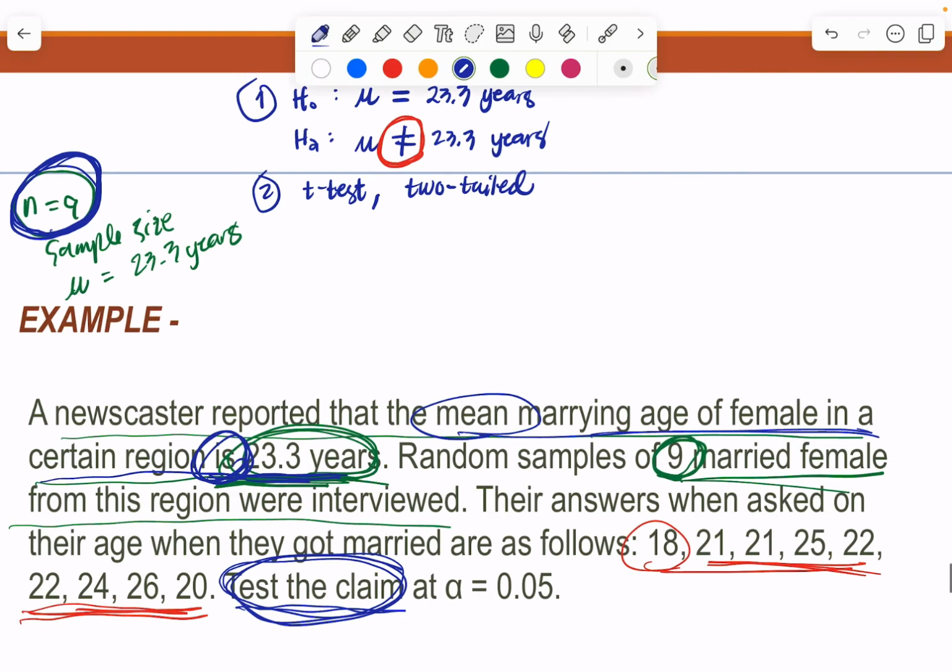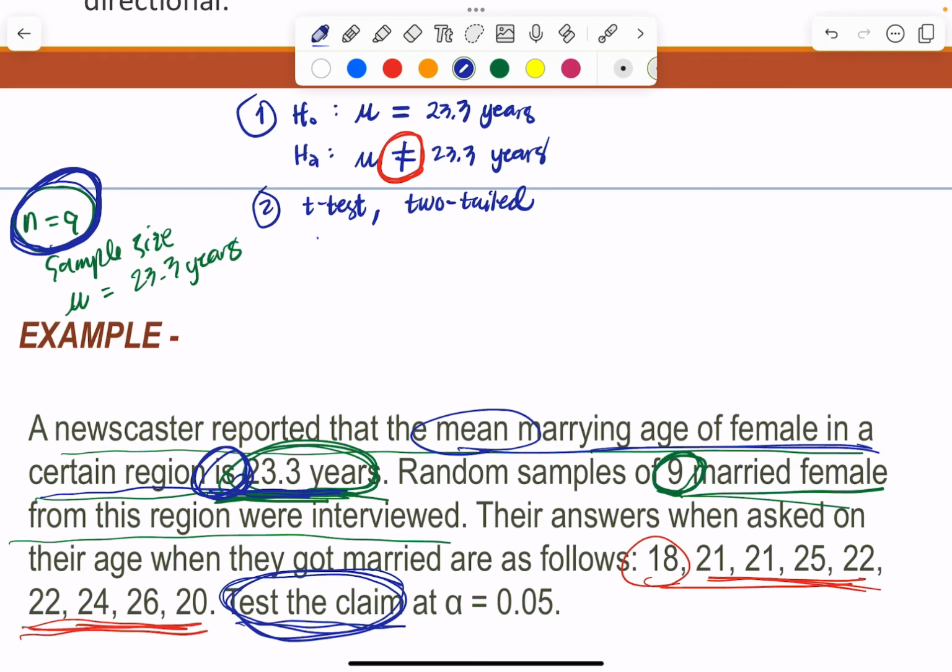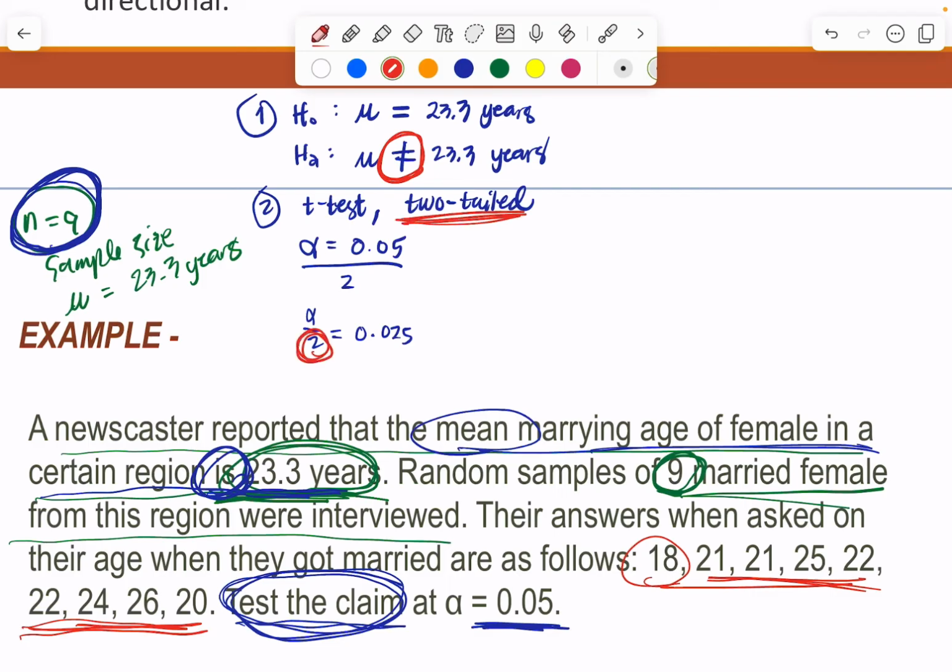Next is alpha. What is alpha? That's your level of significance. It is already given in the problem. So this will be 0.05. What do we do with alpha? We have to divide alpha by 2. So alpha over 2 is 0.025. Why do we divide it by 2, ma'am? Because our problem is two-tailed. Since it is two-tailed, we divide the level of significance by 2. Okay, so now we have alpha over 2.